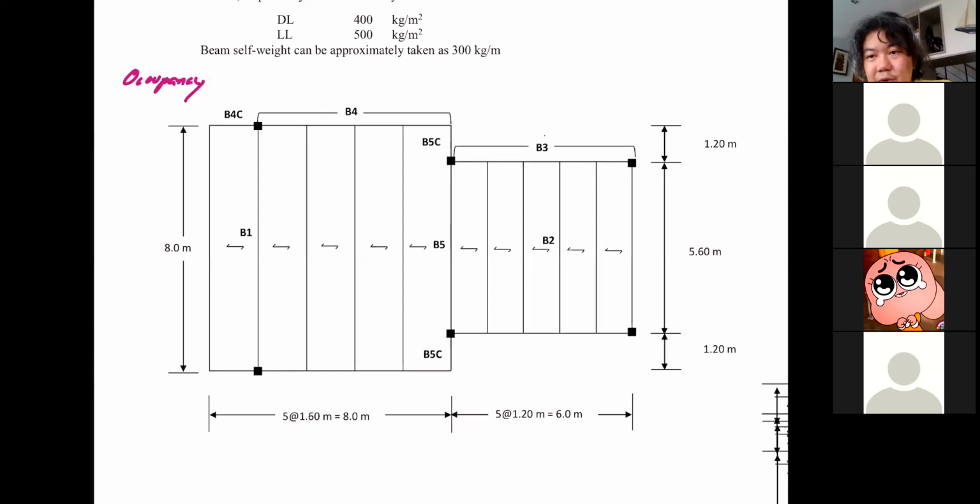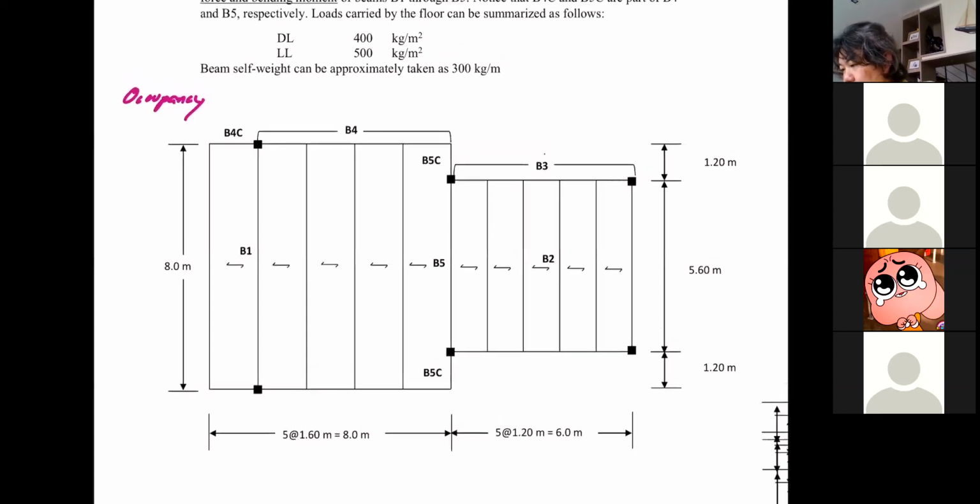Whenever you don't have columns to support the load directly, you need to find a way for the load to go from beam to beam to beam and then to columns. In this case, we can begin by looking at the load. It's very simple.